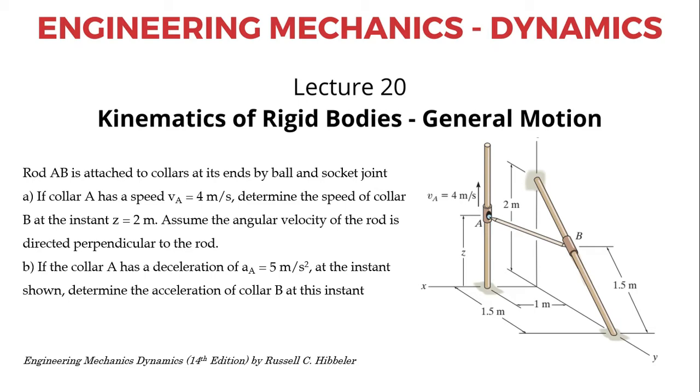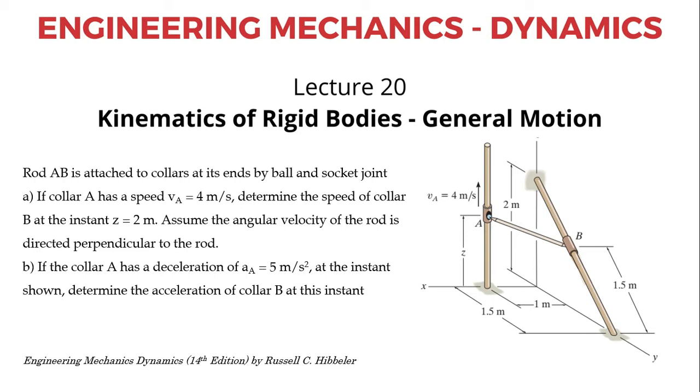Now, this is the first question for the first case. Rod AB is attached to collars at its end by ball and socket joint. If collar A has a speed vA equals 4 meter per second, determine the speed of collar B at an instant when z equals 2 meter. Assume the angular velocity of the rod is directed perpendicular to the rod. And the second part of the question: if the collar A has a deceleration of aA equals 5 meter per second square at the instant shown, determine the acceleration of the collar B at this instant. This question is from Hibbeler.